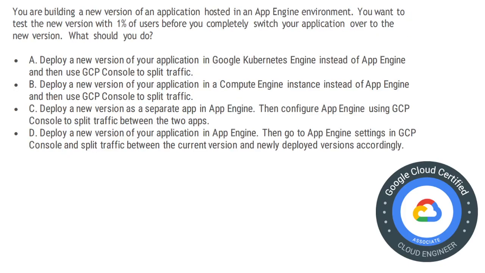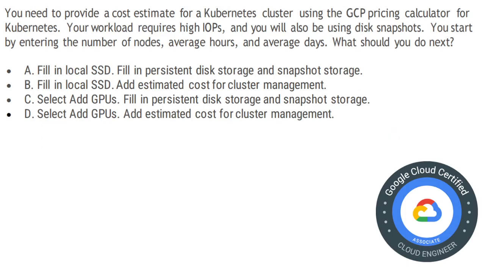You are building a new version of an application hosted in an App Engine environment. You want to test the new version with 1% of users before you completely switch your application over to the newer version. What should you do? The answer in this case is option D, that is deploy a new version of your application in App Engine, then go to the App Engine settings in the GCP console and split the traffic between the current version and the newly deployed version accordingly. Let's move on to the next question now.